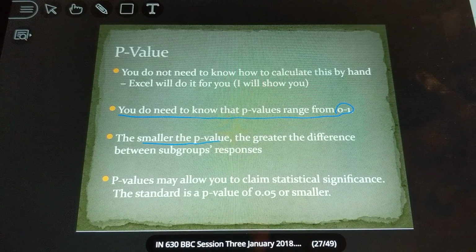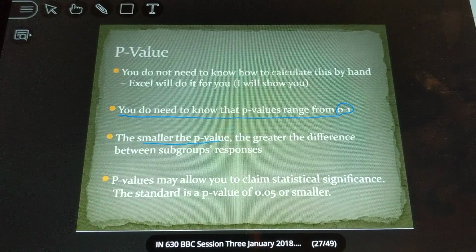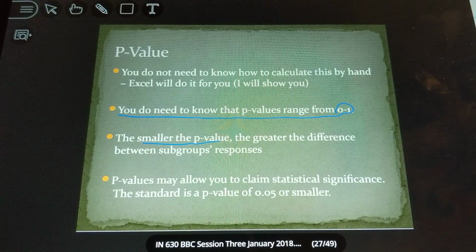P-values may allow you to claim a statistical significance. So in other words, if you've set a confidence level at 0.05 and you've done your p-value assessment and you have something at 0.05 or smaller, then you're going to be able to claim a statistical significance.